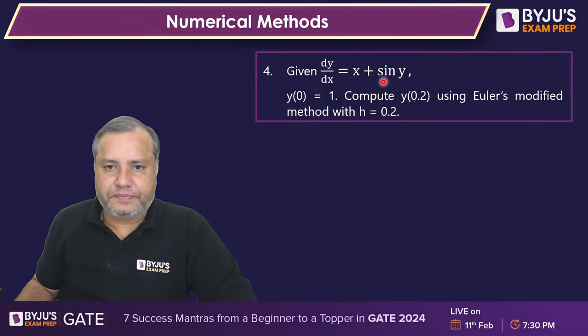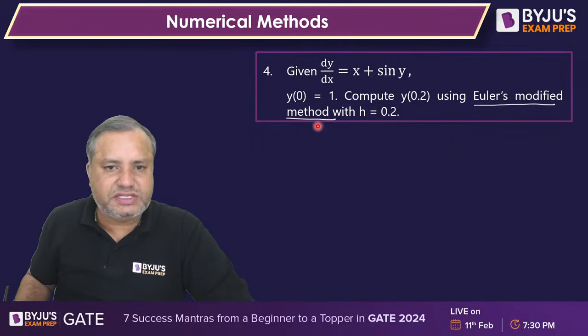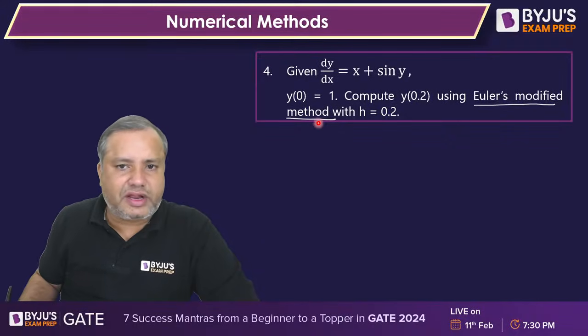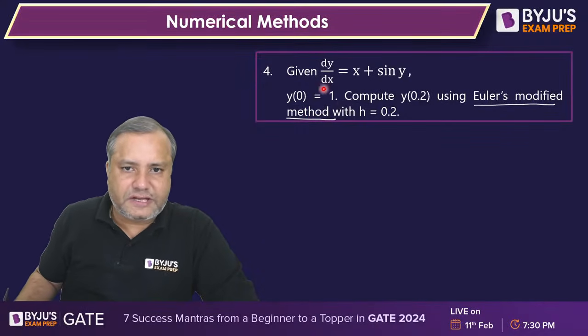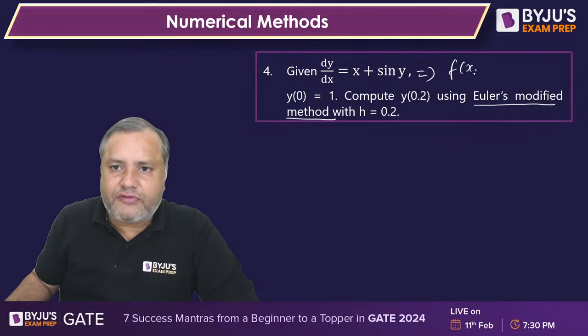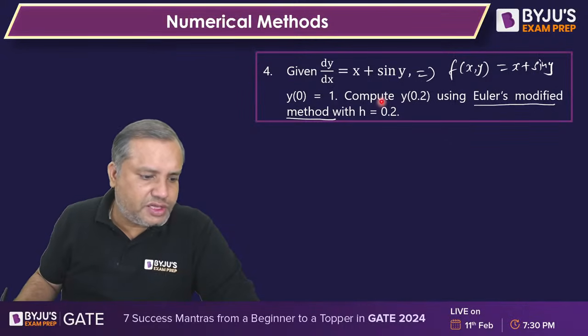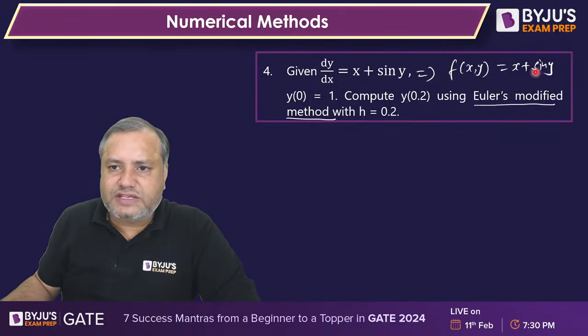See this equation. In this equation, we are supposed to follow Euler's modified method. Euler's modified method means Euler's predictor corrector method. So here dy by dx equals x plus sin y. Clearly we can say that f of x,y is x plus sin y.